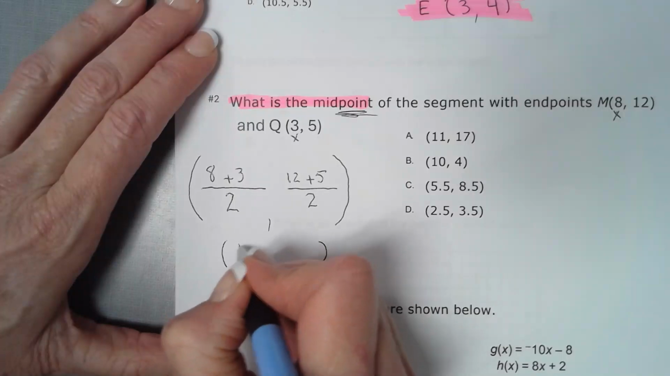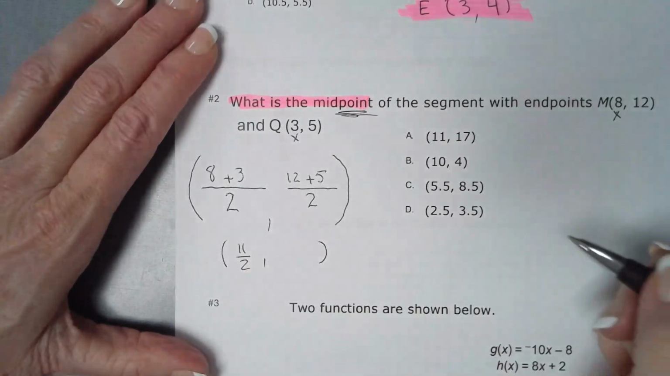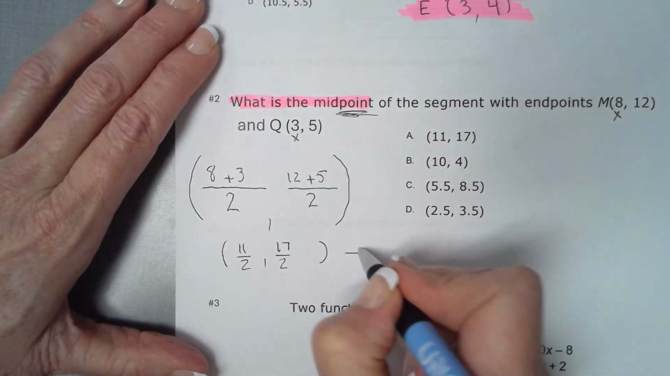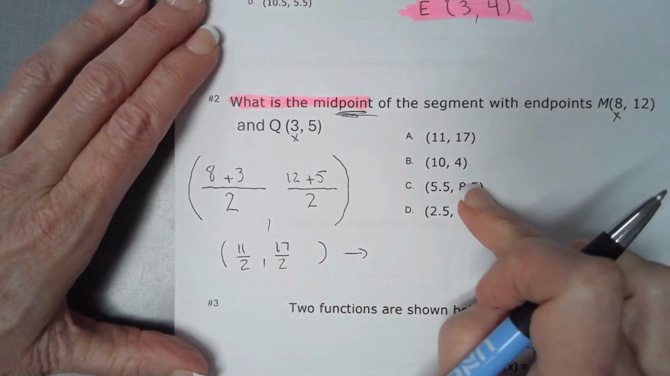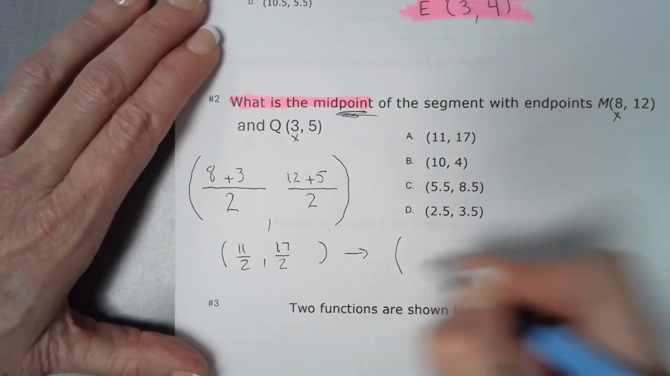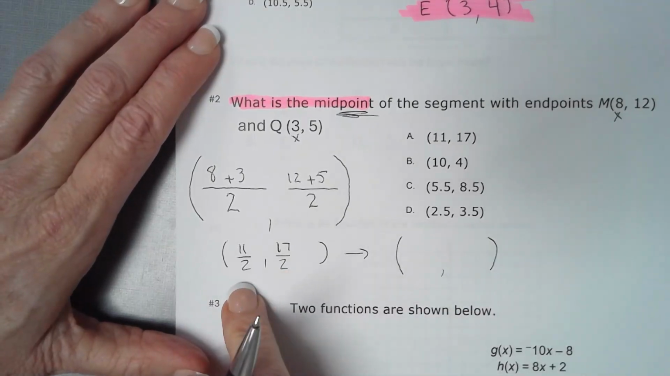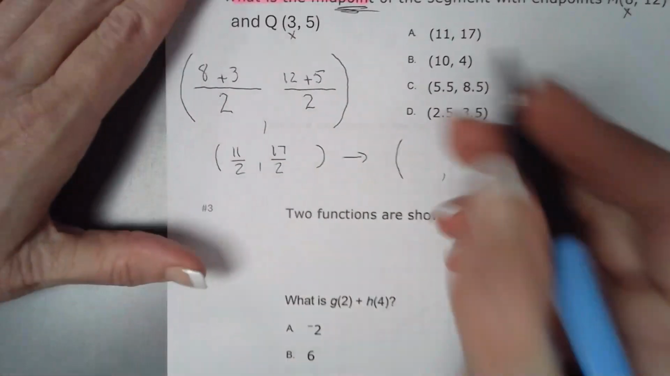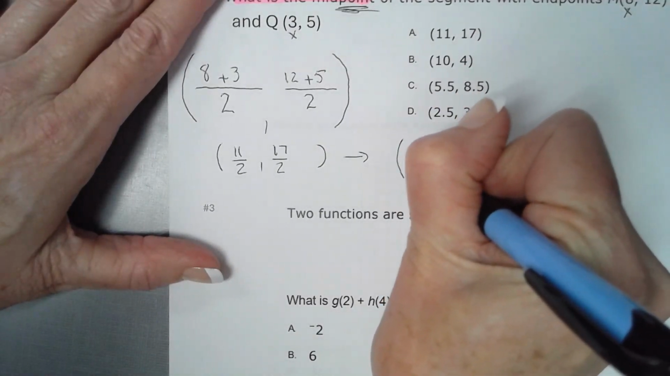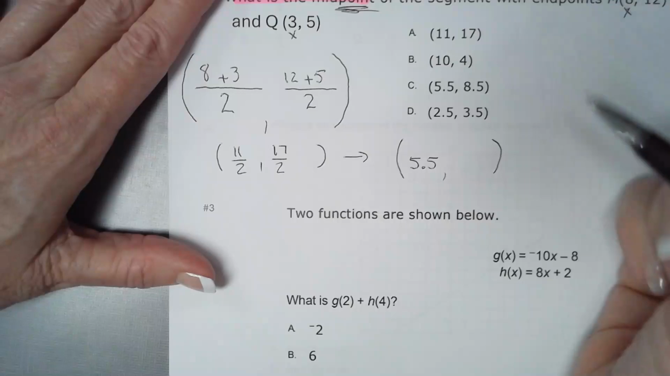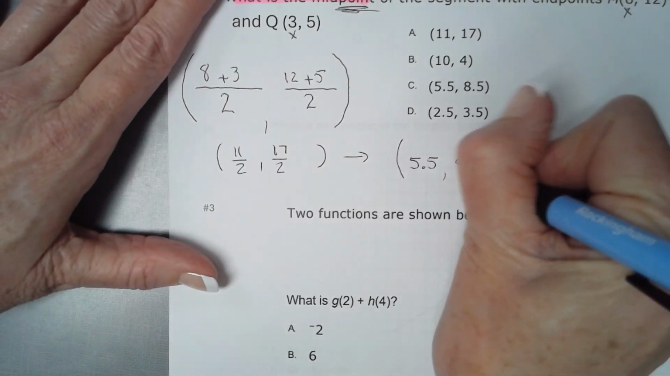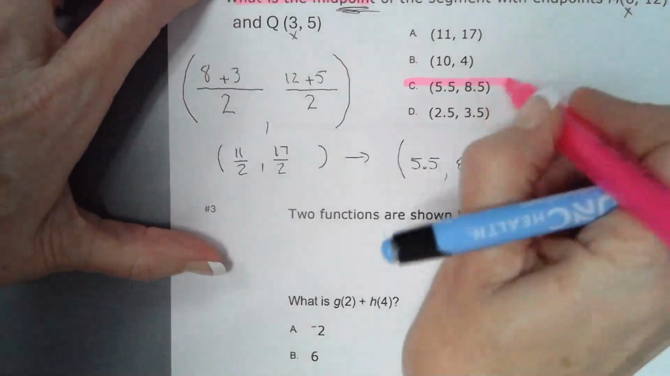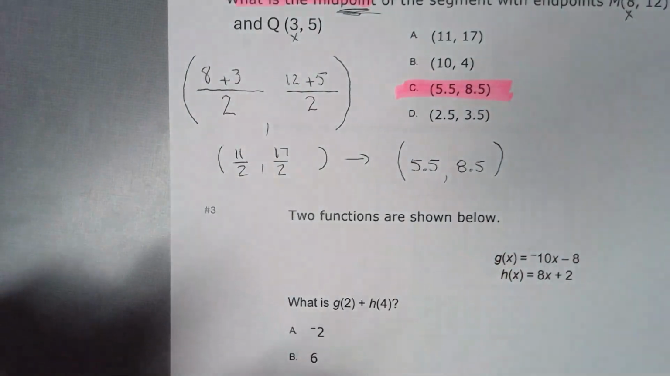When I add the top, I get 11, so I have 11 over 2. When I add the top here, I get 17, so I have 17 over 2. If you look at your answers, they're not in fraction form, they're in decimal form, so we have to change these. 11 over 2 is the same thing as what in a decimal? 5.5. How about 17 over 2? 8.5. The correct answer was C. How'd we do? Good.